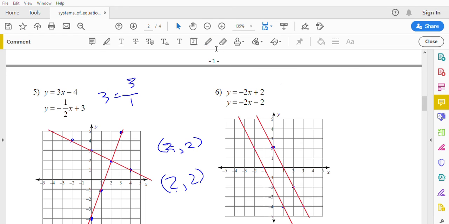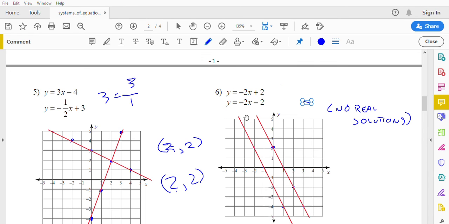So again, if you want to get real fancy about it, no real solutions. The word real doesn't mean anything to you guys yet, but if you just wrote no solutions, that's fine too, but you really should be writing no real solutions. Again, they will never intersect. If we just kept following that pattern on and on and on, they'd never intersect.